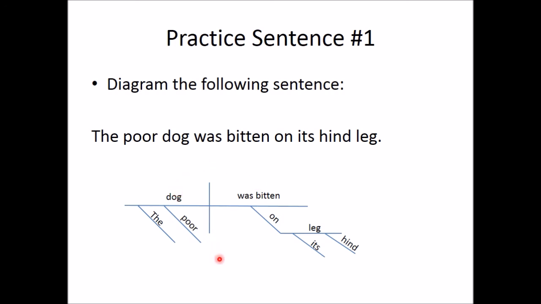Okay? And we don't know who bit the dog. We don't know who the doer of this action of the biting is. Did the baby bite the dog? Did another dog bite the dog? We don't know. Okay, so the doer is not always told in a transitive passive verb.